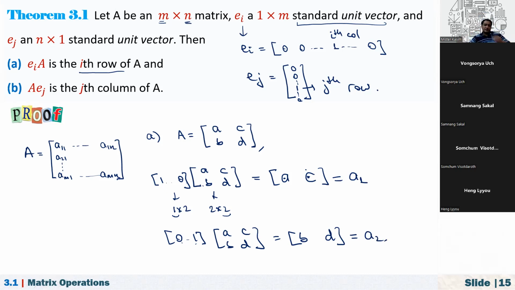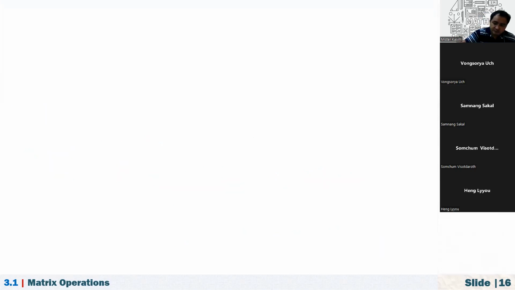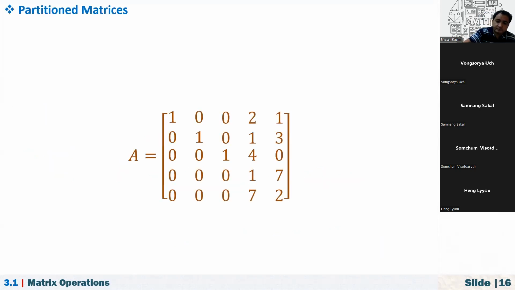That's why if you're given a standard unit vector, a row vector or a column vector depending on the situation, and you multiply A by e_i from the left, it gives us the ith row. And if you multiply A from the right by e_j, it gives us the jth column of A. Of course, once you use them in examples, you'll understand more.